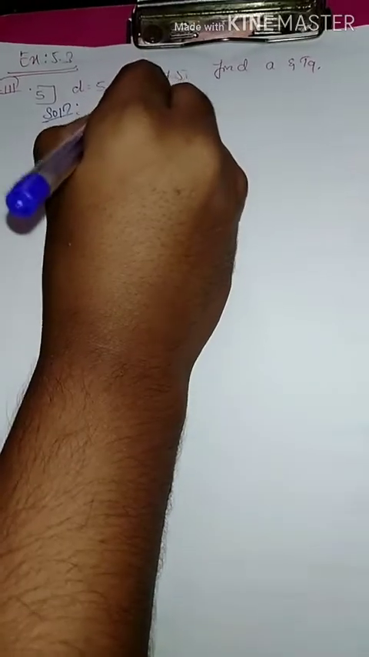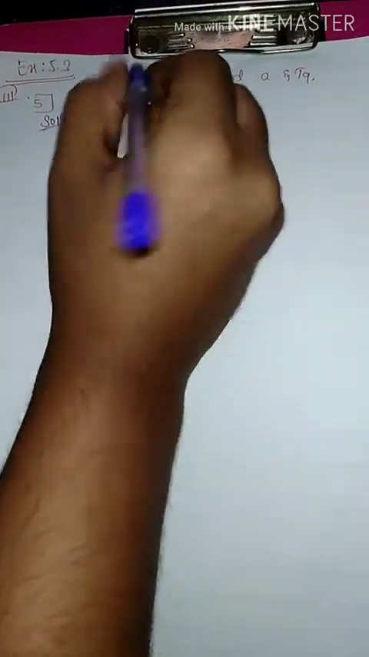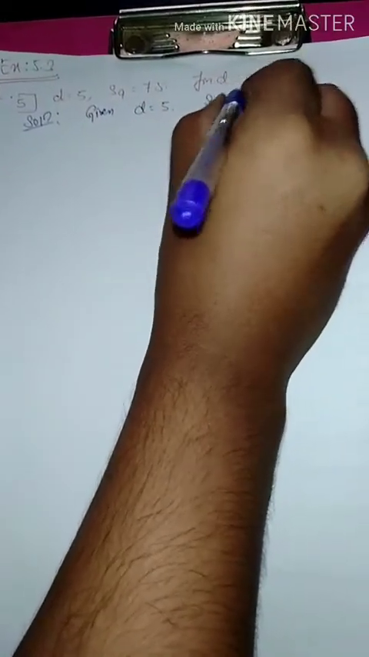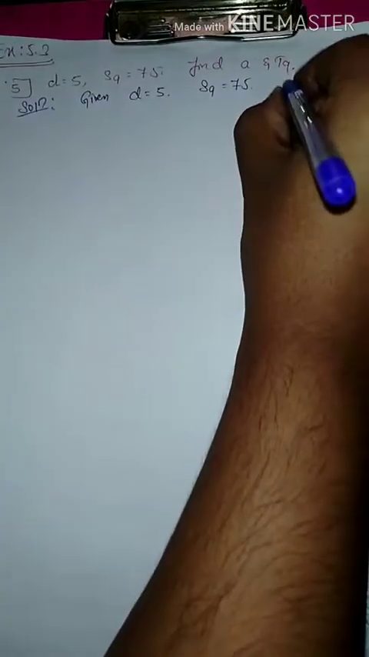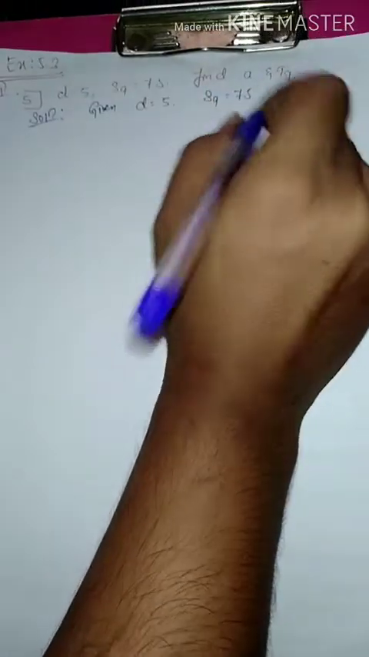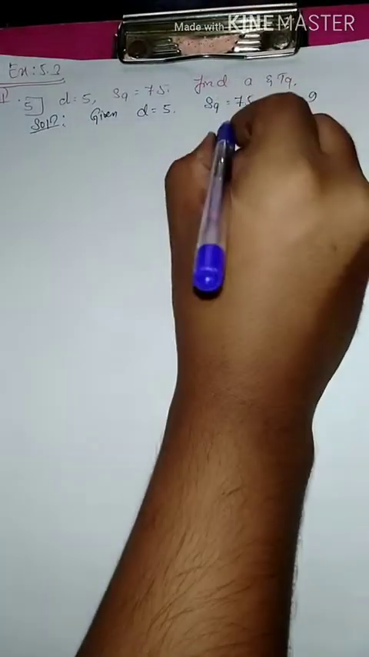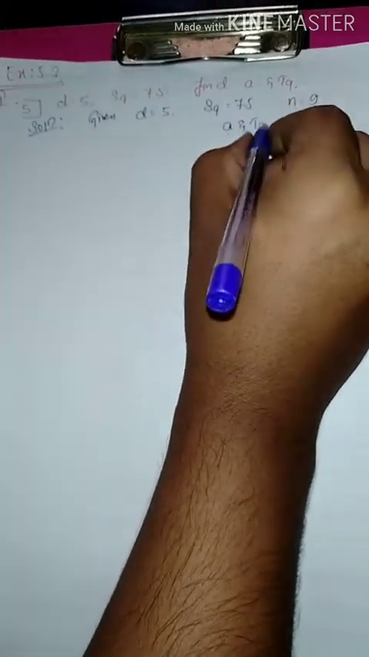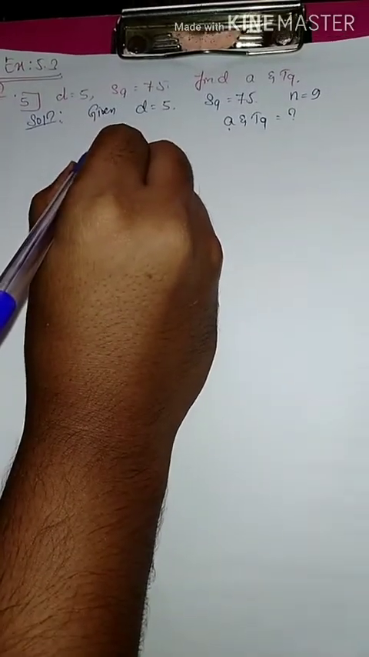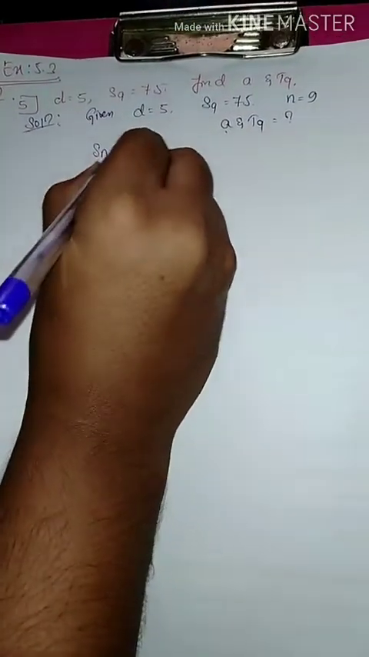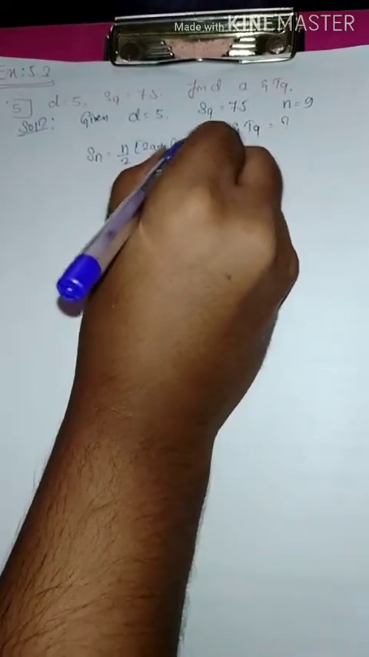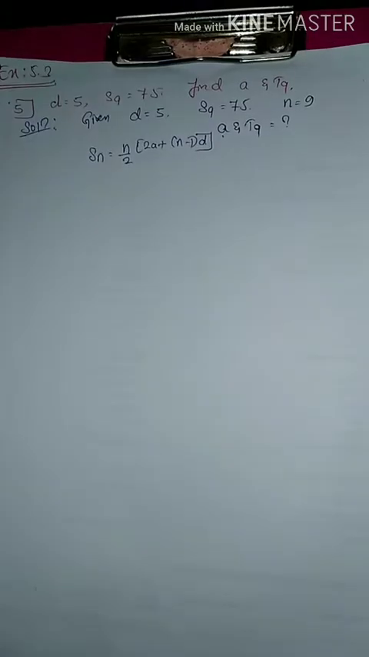So given common difference d is equal to 5 and S9 is equal to 75 and n is nothing but 9. We need to calculate A and T9, the first term and the ninth term of an AP. So we know the formula how to find sum of n terms of an AP. Sn is equal to n by 2 into 2a plus n minus 1 into d is the formula to find sum of n terms of an AP.